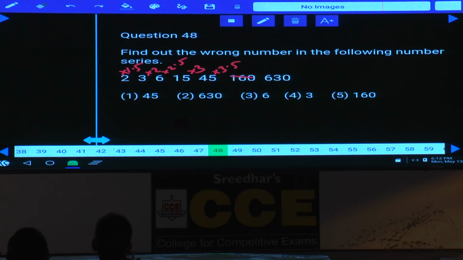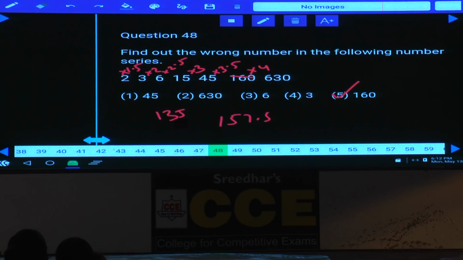What is 3.5? 135 should be the number. And if it is 135, into 4, isn't it? Now 45 into 3.5. 45 into 3.5 is how much? 45 into 3 is 135, and 45 by 2 is 22.5. 135 plus 22.5 must be 157.5, isn't it? 157.5 into 4 will be 630. And 315 into 2 is 630. And the wrong number is 160, and the correct number is 157.5, that is choice 5.